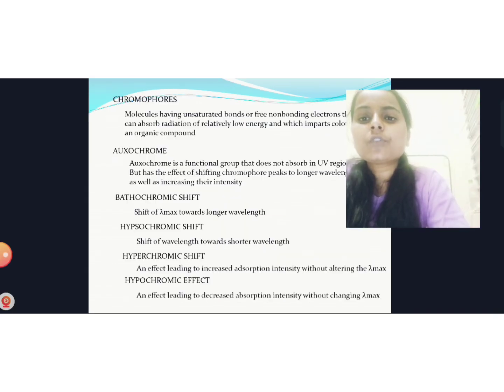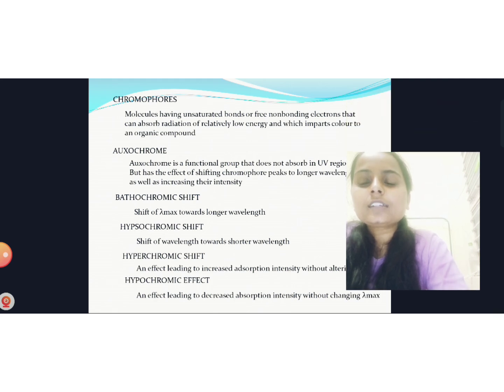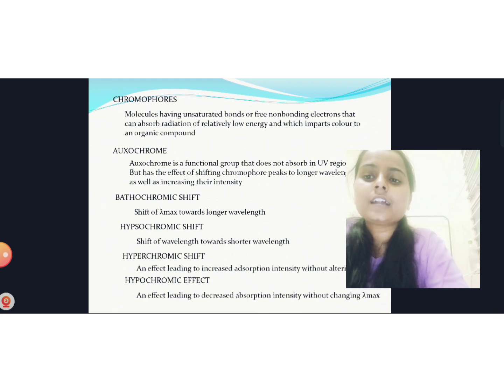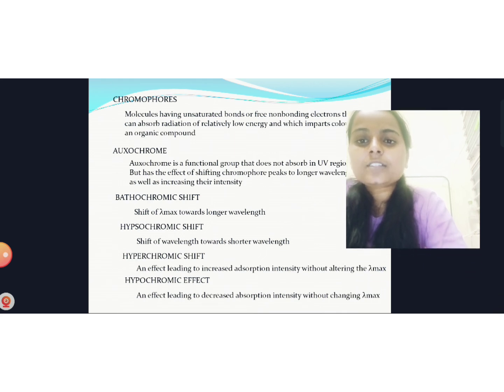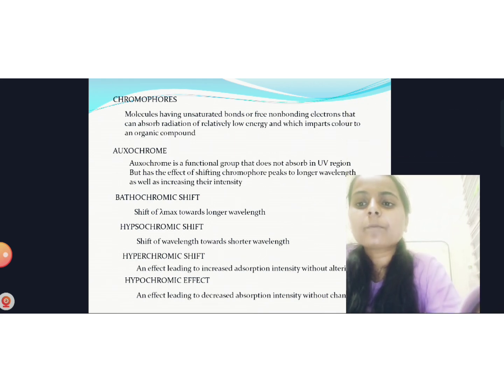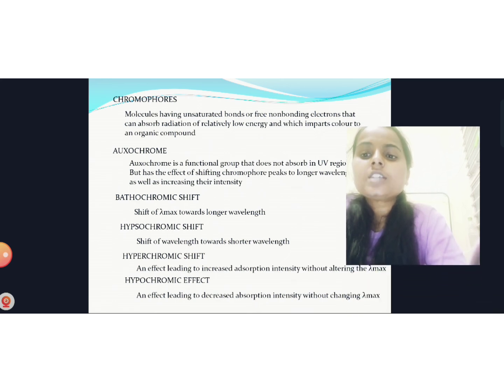Chromophores are molecules having unsaturated bonds or free non-bonding electrons that can absorb radiation of relatively low energy and which impart color to an organic compound. This is called a chromophore. Auxochrome means a functional group that does not absorb in the UV region but has the effect of shifting chromophore peaks to longer wavelength as well as increasing their intensity.